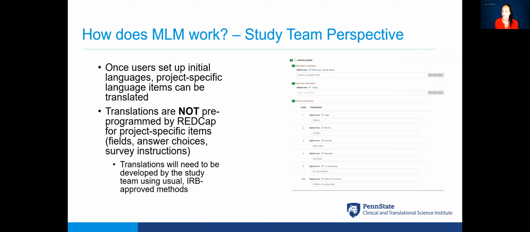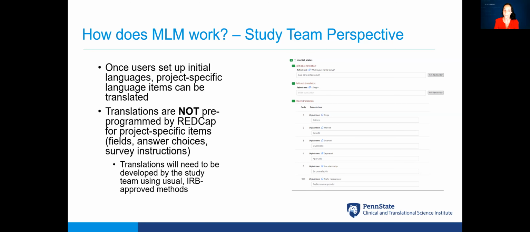So I have a screenshot here from the same project. As you can see, my question was about marital status, and I'm going into Spanish to program the Spanish translations of it. I will take my Spanish translations that I got from the IRB that are approved, and I will type in or copy and paste, because mine usually come in a Word document, the translation for what is your marital status. If I have a field note, I can have that translated as well. I didn't for this question. And then for my answer choices, I can program the translation for each answer choice.